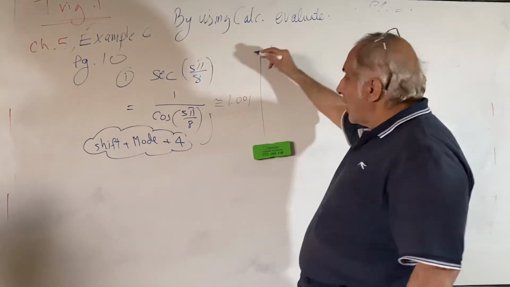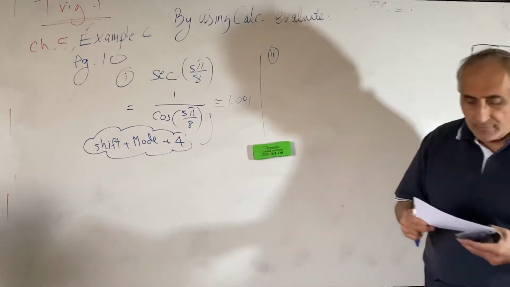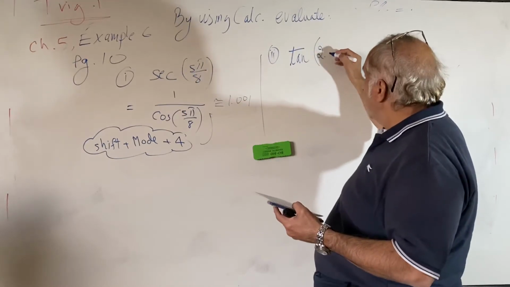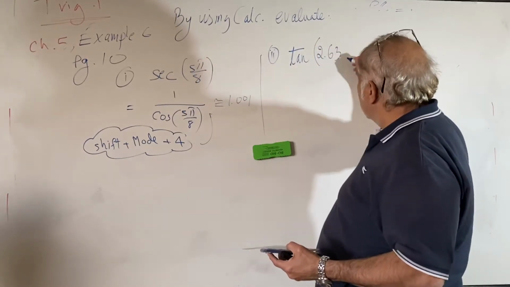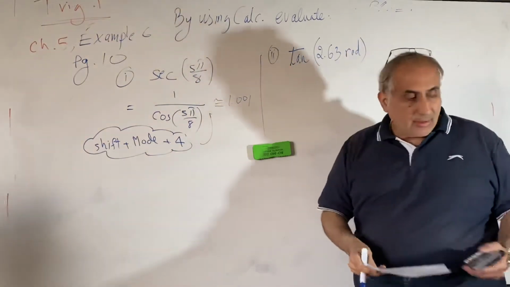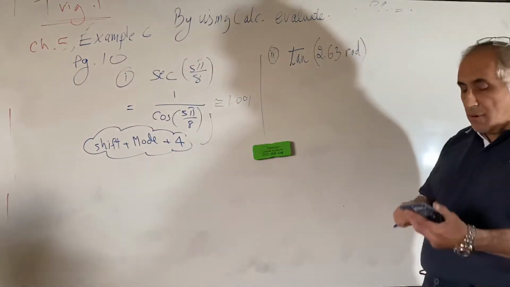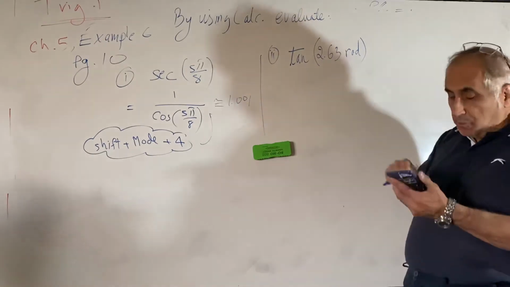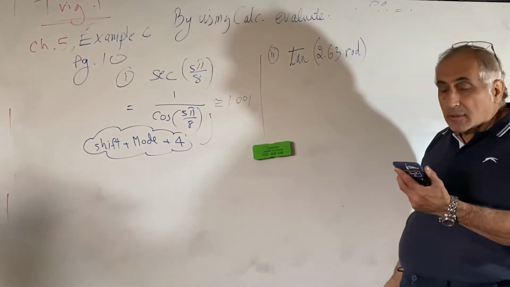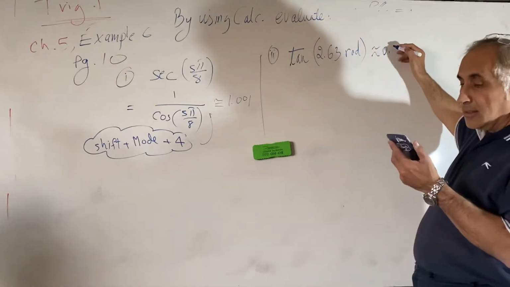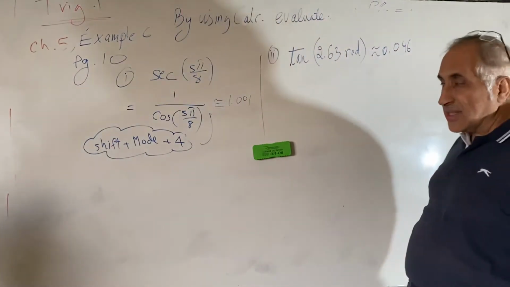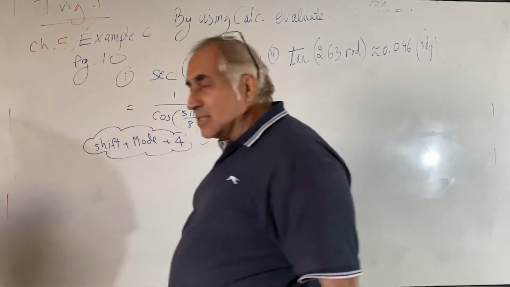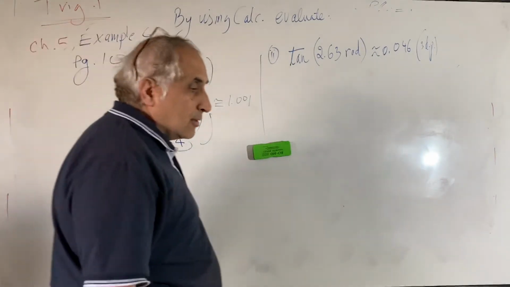Number 2. I'm trying to solve this question because it covers a very nice idea. Here, you need to find the tangent of 2.63. Same thing, straightforward. Is this a radian? Yes. So I press tangent and put 2.63. Your answer is 0.046, rounded to 3 decimal places. The question has asked us to round it to 3 decimal places. This is simple stuff.